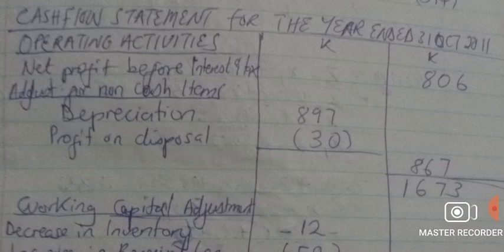So we just get this simple concept: all expenses which are non-cash we add, all incomes which are non-cash we subtract. That's all. That's what I've done, and then you compute like that. We didn't have accruals, we didn't have prepayments, we just move on and sum up. Of course, I got 867 after treating depreciation and the profit or loss. I added that 867 to my profit before interest and tax, and I got 1673.